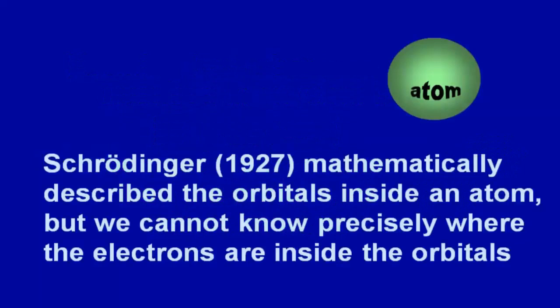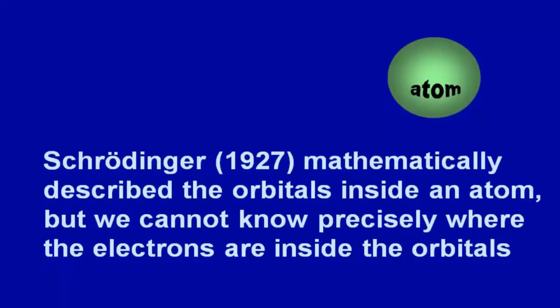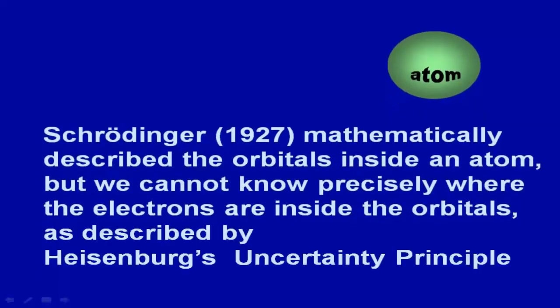Schrödinger, building on Heisenberg's uncertainty principle as well as de Broglie's idea that electrons can act as waves, created a mathematical model that described these orbitals inside an atom, these shapes, these high probability clouds. But we cannot know precisely where the electrons are inside the orbitals. And again, that comes from Heisenberg's uncertainty principle.